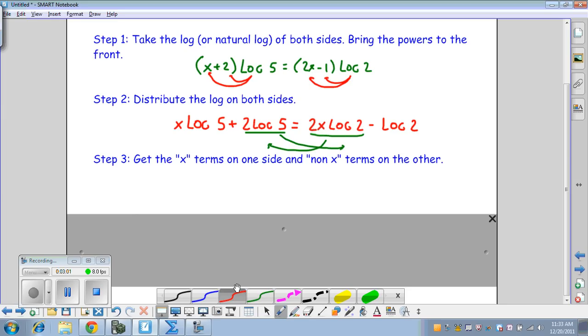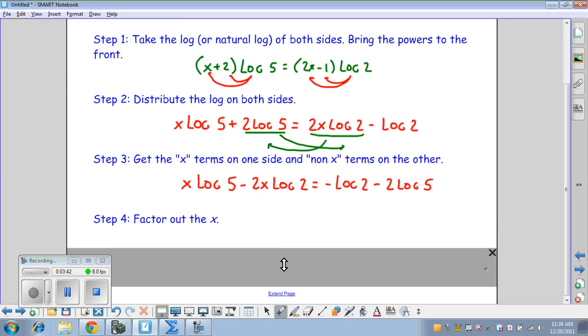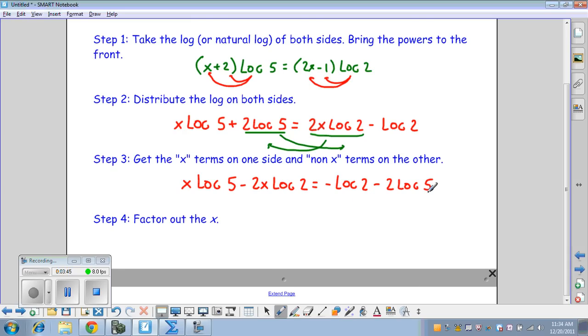Again, the reason I'm doing that is I want anything that has an x moved to the left, and anything that doesn't have an x moved to the right. It's your choice as to what side you put what on. That doesn't really matter. The goal is to just get x's together and non-x's together. So what that's going to give me is x log 5 minus 2x log 2 equals negative log 2 minus 2 log 5.